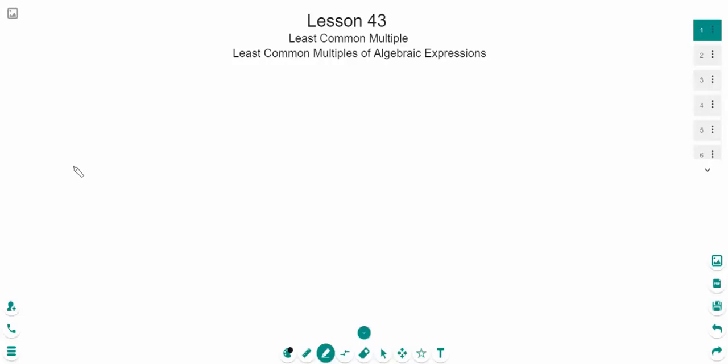So today we're going to be talking about the least common multiple, and then we'll also apply that to algebraic expressions. So let's get started. Let's talk about multiples first.